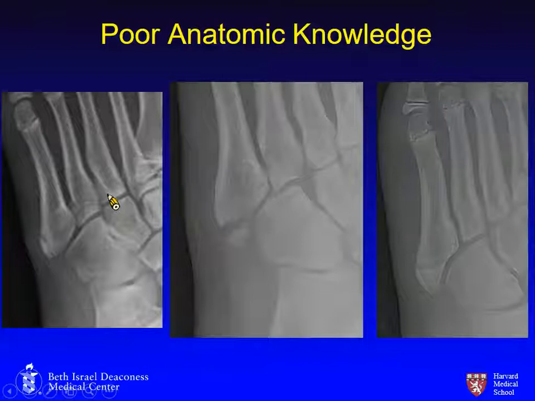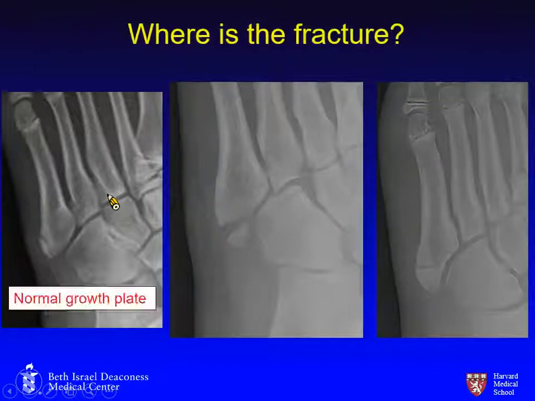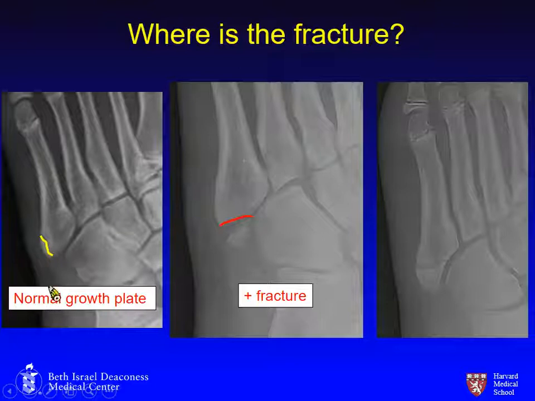Another reason would be poor anatomic knowledge. All right, so which one of these has a fracture? In this case, this is a normal growth plate. On this one is a fracture, because the fracture line is transverse, whereas a normal growth plate in a child is going to be oblique or longitudinal along the long axis of that metatarsal. And in this case, there are actually fractures at the side of the growth plate. But if you don't know the normal growth plate pattern at the base of the fifth, you may overcall that first image as a fracture.